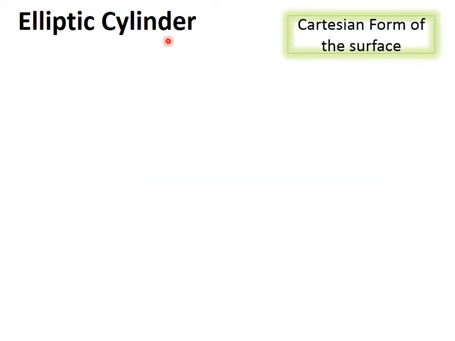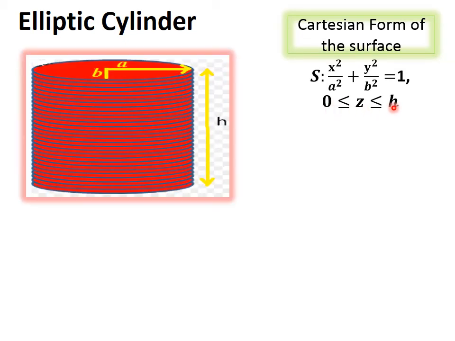How to write the Cartesian equation for the elliptic cylinder? The generating curve is an ellipse, x square by a square plus y square by b square equal to 1. The height of the cylinder is h units. We are stacking the elliptic rings from z equal to 0 to z equal to h. Here a and b are nothing but the semi-major and semi-minor axes of the elliptic rings.